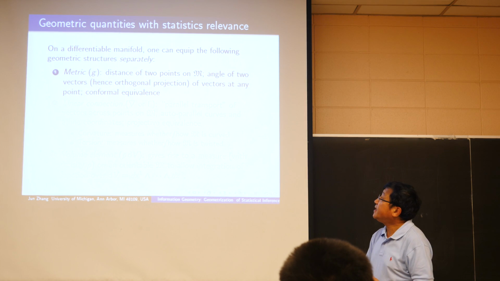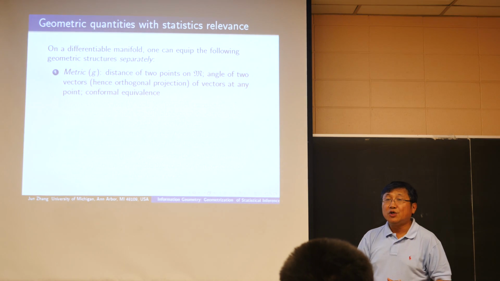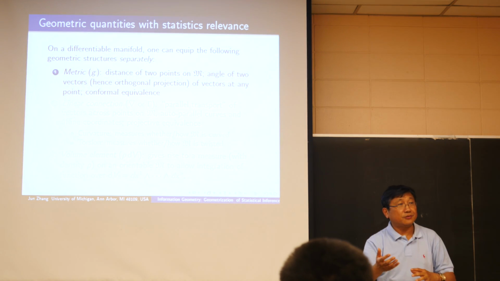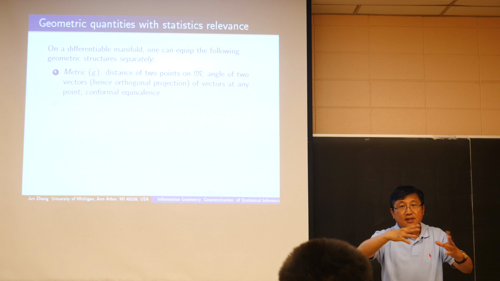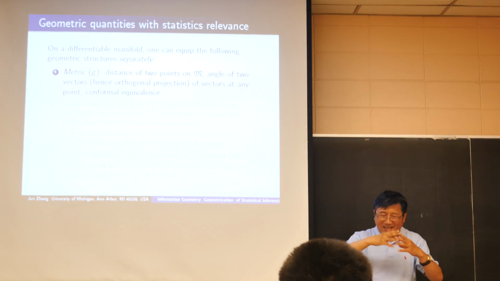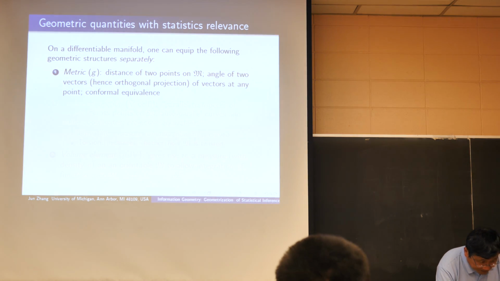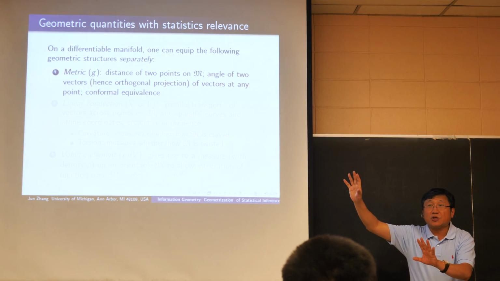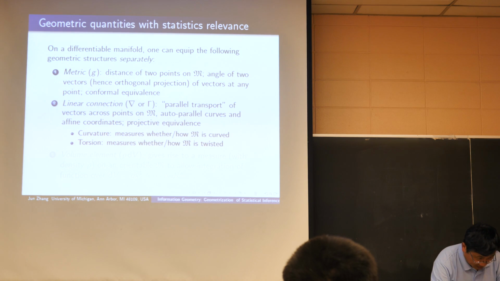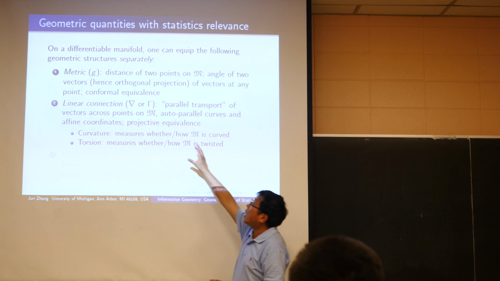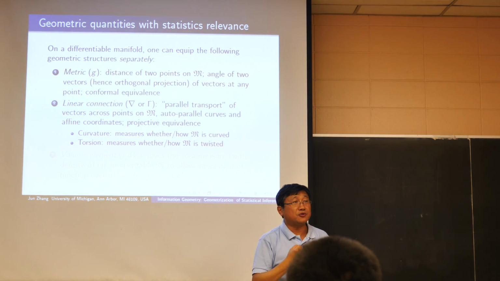Orthogonality. And then for the metric itself, you can talk about the conformal equivalence of different metrics. Conformal basically means they are isotropically expanding the manifold. So that's one structure. Independent of the metric structure, even without the metric, we can prescribe a so-called connection structure.